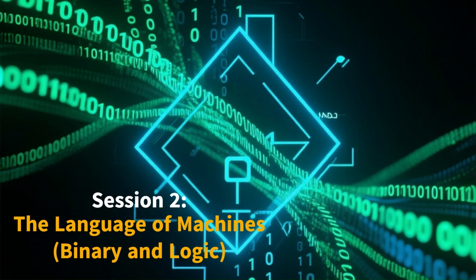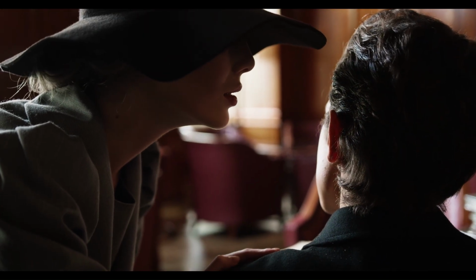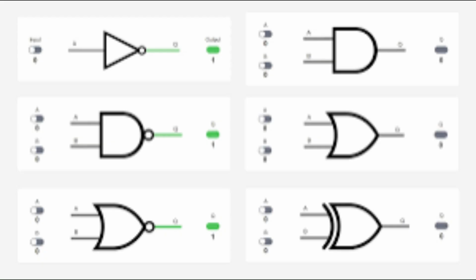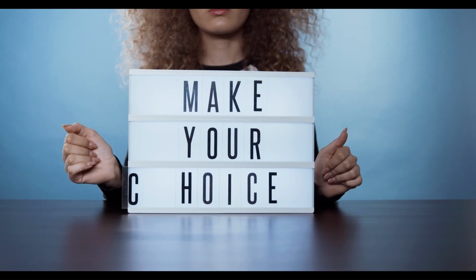Session 2. The language of machines, binary and logic. Now, let's talk about the language of machines. Binary code is made up of just 2 digits, 0 and 1. It's like a secret code, but it's actually pretty simple. Logic gates are the next step. They're like decision-making tools that help computers process information.